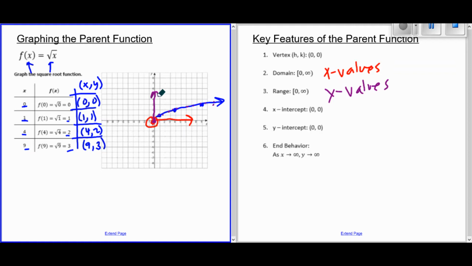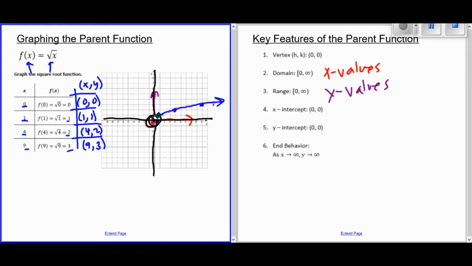The x and y-intercept both happen to be the origin. So here's my x-axis, and here's my origin. And then here's my y-axis, and this is my origin. So notice, in this case, it just happens that my origin is a point on the graph, so this is my x and y-intercept. And then end behavior.